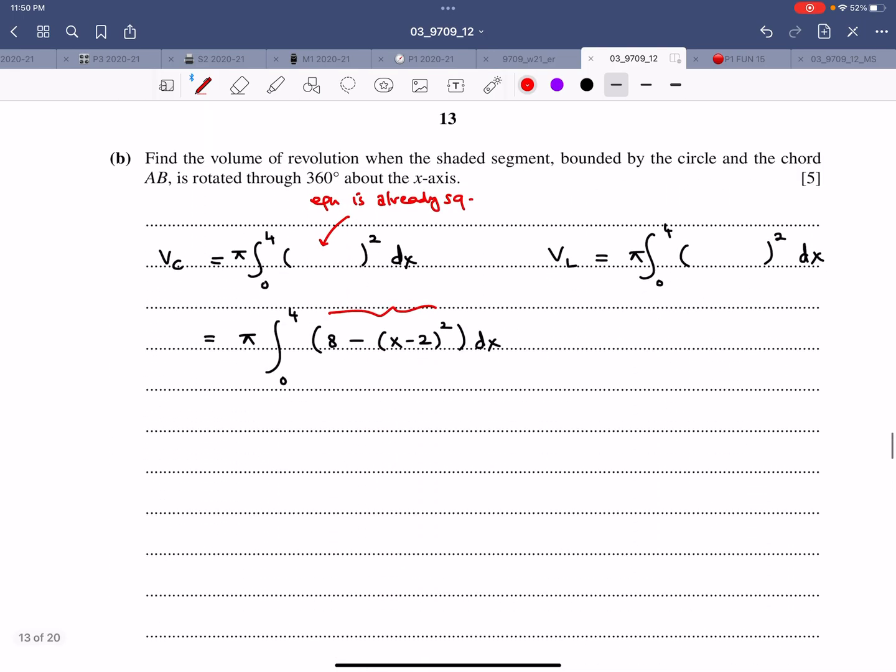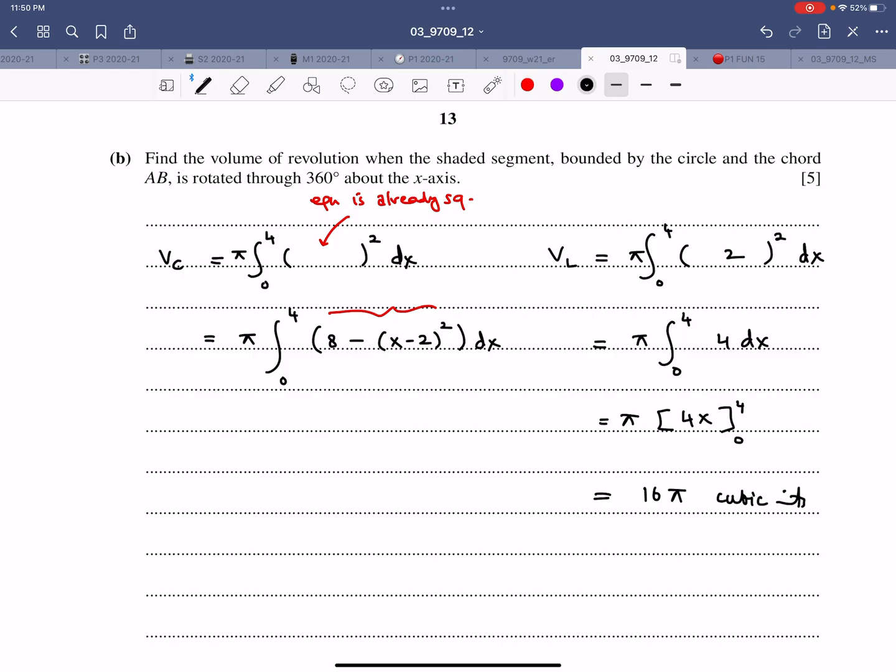Let me do the right hand side part first. That is 0 to 4, 4 dx, that is pi times 4x between the limits 0 and 4, 4 fours are 16, so the answer comes out to be 16 pi cubic units. That is the answer for this particular part.